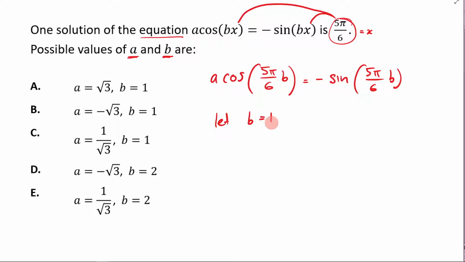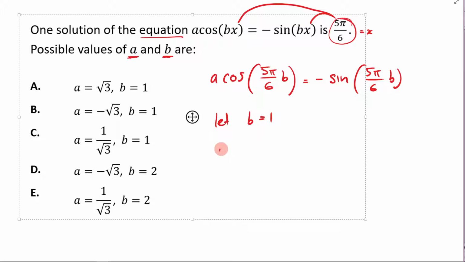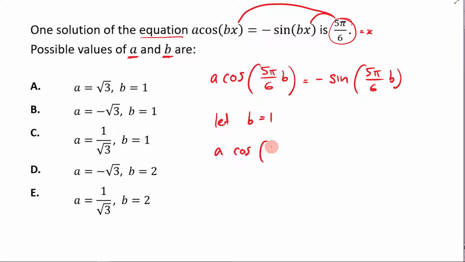And I'm just seeing what's happening here, because if that's the case, I'm going to get a of cos of 5 pi on 6 is equal to negative sine of 5 pi on 6. Now, what's negative of sine of 5 pi on 6? I know that I'm in my second quadrant. I've got pi on 6. That's going to be negative a half here.